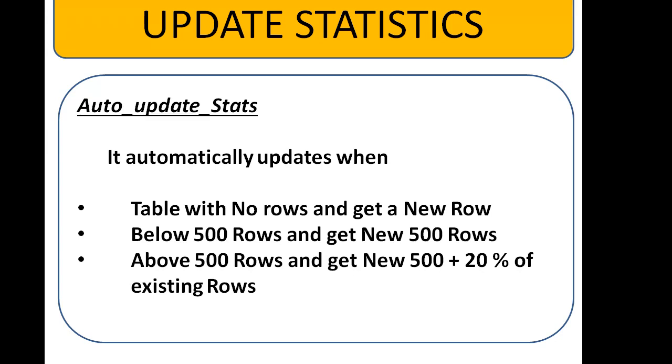So by these three timings, statistics will update. First, for a new fresh table, if it gets a new row, statistics will update. If the table contains fewer than 500 rows, when it reaches 500, then the statistics are refreshed. And if the table contains more than 500 rows, when it gets 500 new rows plus 20% of the row count, then it will update the statistics.